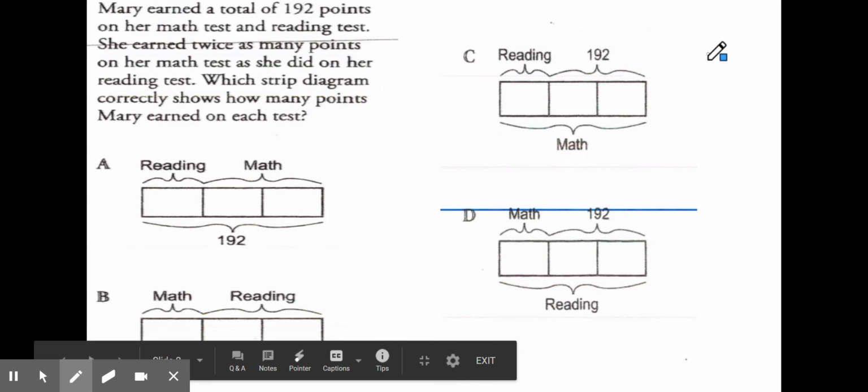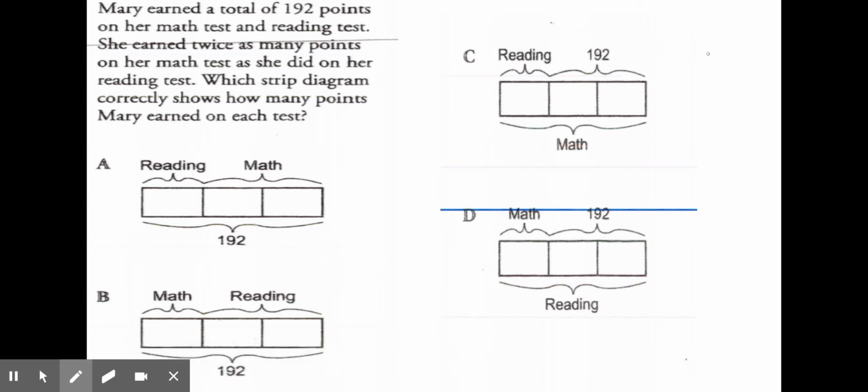It says Mary earned a total of 192 points. There's that total again. Well, these are strip diagrams. They're not the equation with the missing letter or the letter for a missing amount. Now let's go back to what we know about totals.